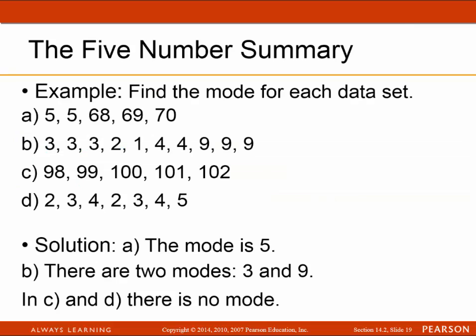So here's an example. Find the mode for each data set. For A, the mode is 5 because it occurs the most often. For B, there are two modes. This is bimodal, since 3 occurs 3 times and 9 occurs 3 times. For C, as you can see, there is no mode, and for D, again, there is no mode.